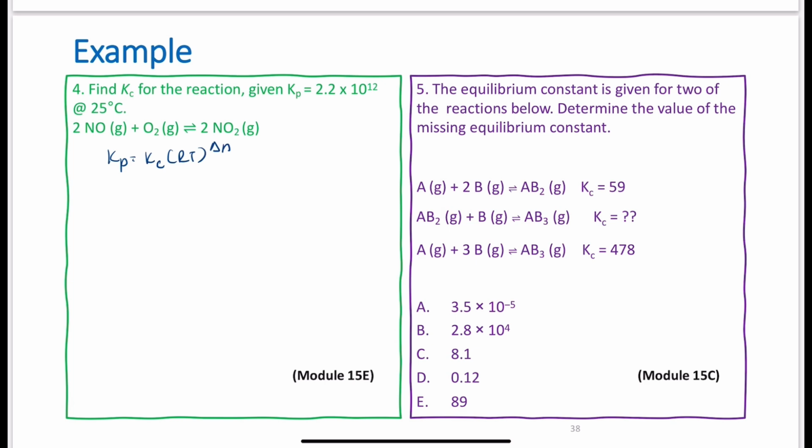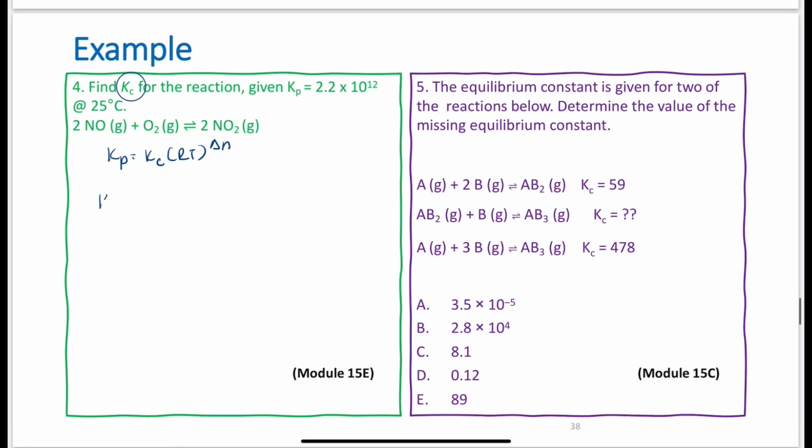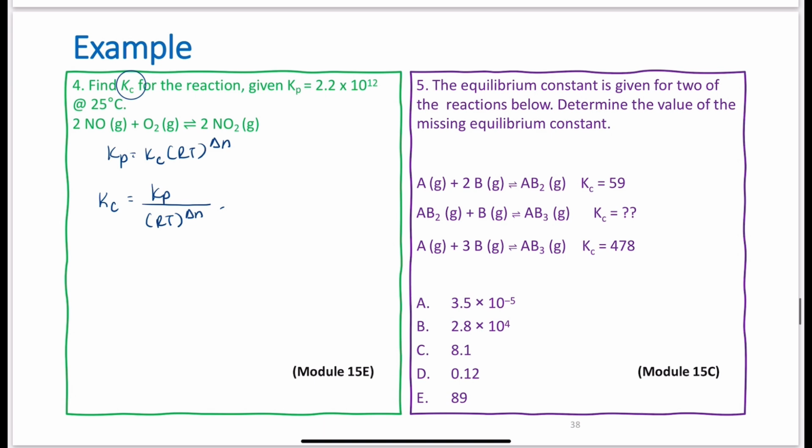I need to find Kc, so I need to algebraically rearrange this equation to solve for Kc. Therefore, Kc will be equal to Kp divided by RT raised to the change in n. And then it's just a plug and chug at that point. 2.2 times 10 to the 12th, 0.08206 liter atmosphere per mole K, 298 K. And then my change in n.